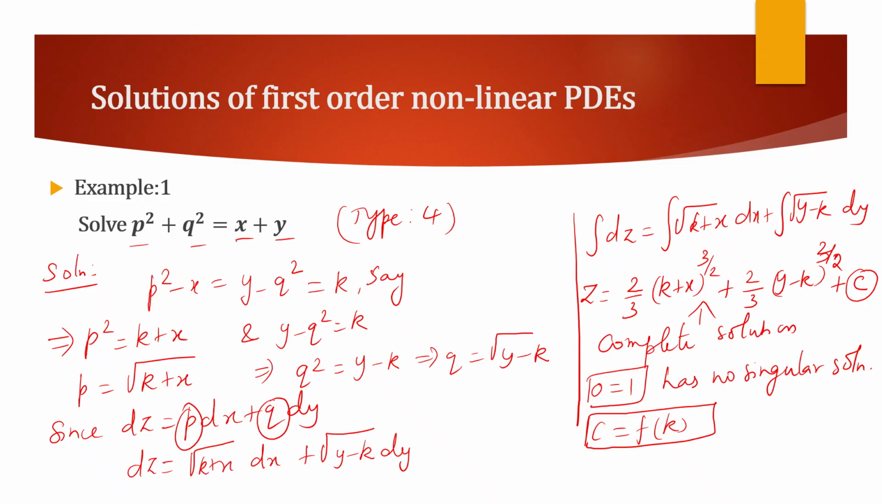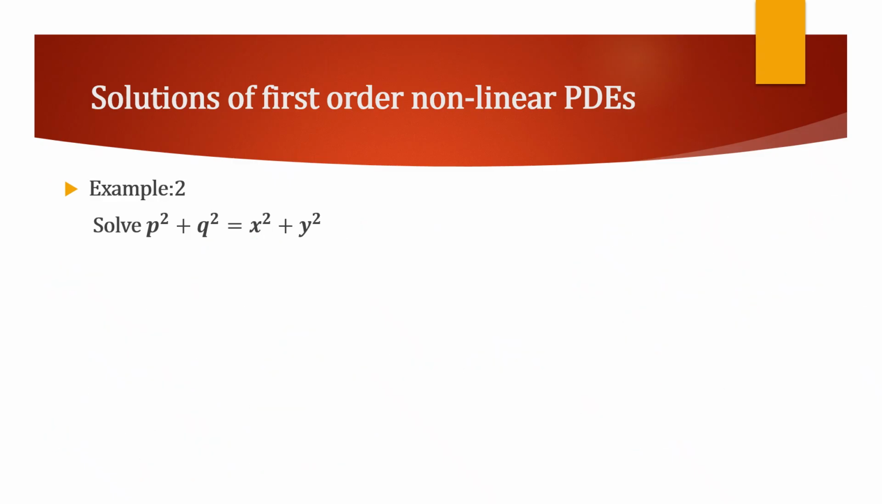So now let's see another example. So this is our second example. Solve p square plus q square is equal to x square plus y square. So it is type 4 form of PDE because we have x and y along with p and q. So here we combine first p with x, that is p square minus x square is equal to y square minus q square. Since these two are equal, we can say this is equal to some constant k, say.